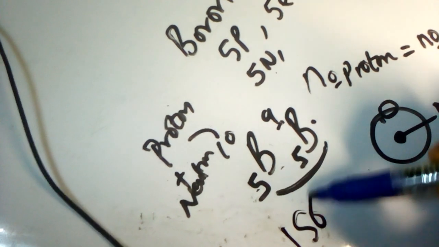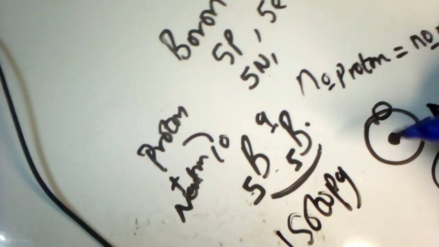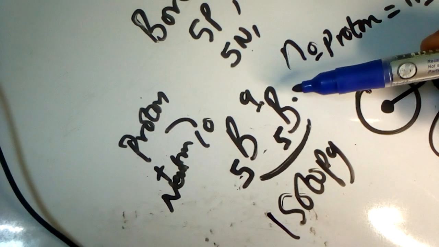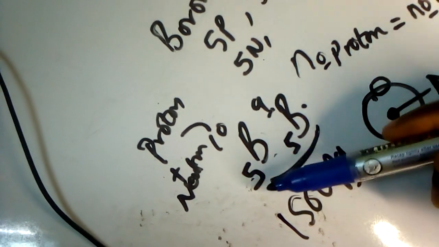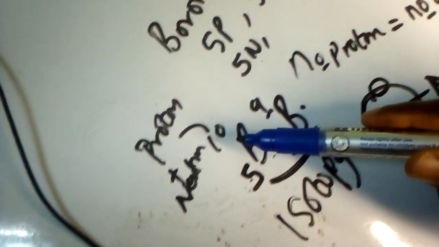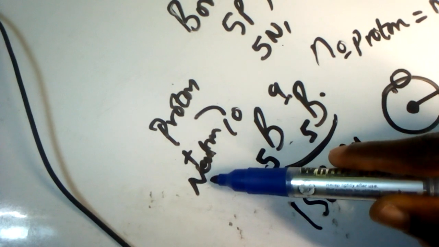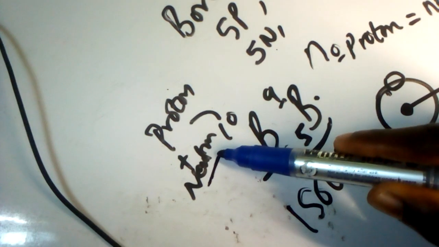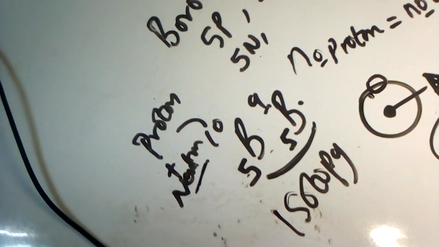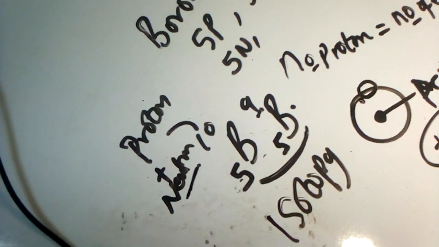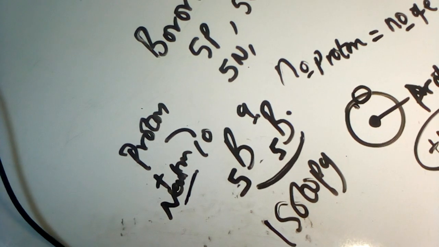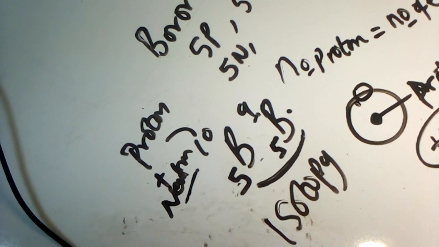Isotopy is a phenomenon whereby atoms of the same element, like boron to boron, have the same number of protons, which is the atomic number, but have different mass numbers. And this is due to what? The different number of neutrons present. So the number of protons and neutrons added together is the mass number, and they are all at the nucleus.